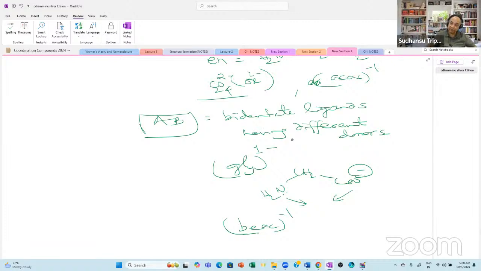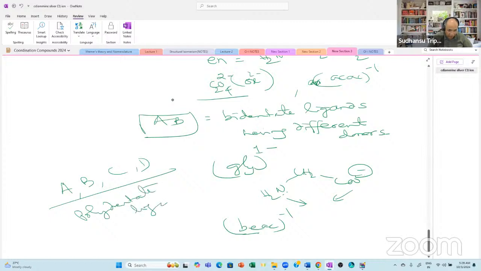AA type is symmetrical, the species is symmetrical. In acac, this side methyl and that side methyl, so there is a resonance acting here. Therefore, the two heads are to be taken as identical. And remember, capital letters A, B, C, D will be used for polydentate ligands.